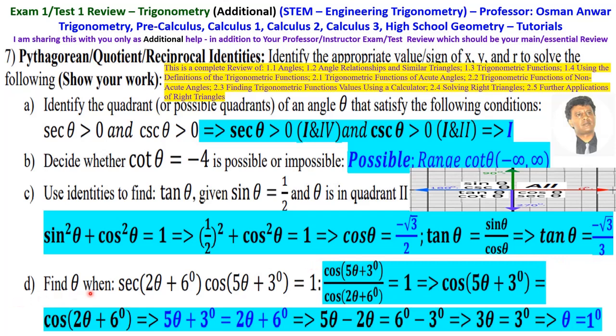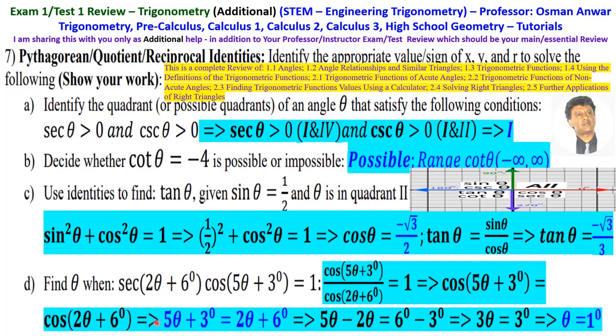D is find theta when sec 2 theta plus 6 times cosine 5 theta plus 3 is equal to 1. So this can be written, sec 2 theta plus 6 can be written as 1 over cosine 2 theta plus 6. Then this becomes cosine 5 theta plus 3 over cosine 2 theta plus 6 equals 1. Then if you do cross multiplication, you have cosine 5 theta plus 3 equals cosine 2 theta plus 6.